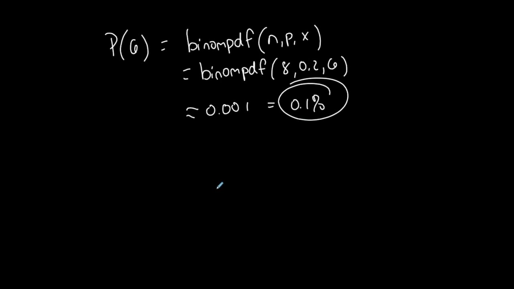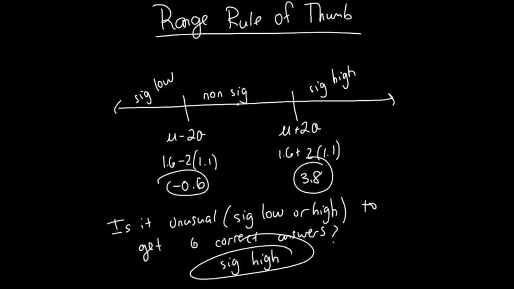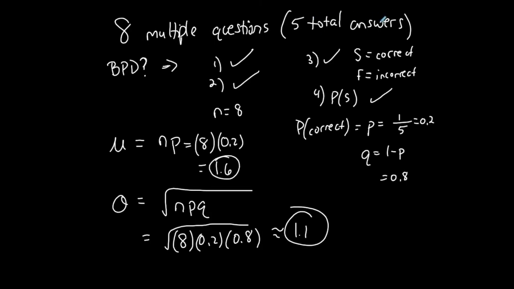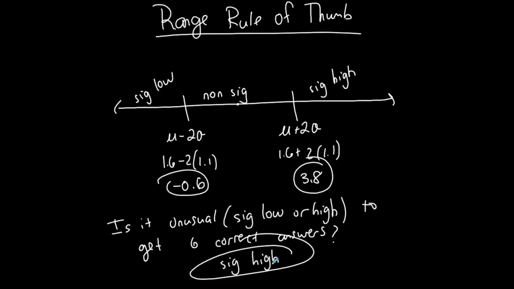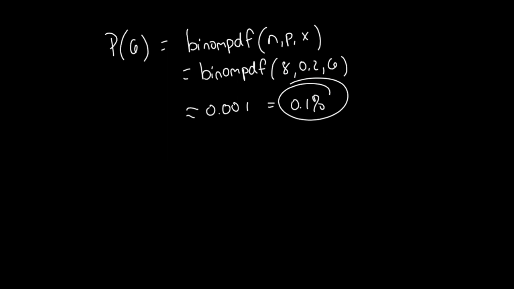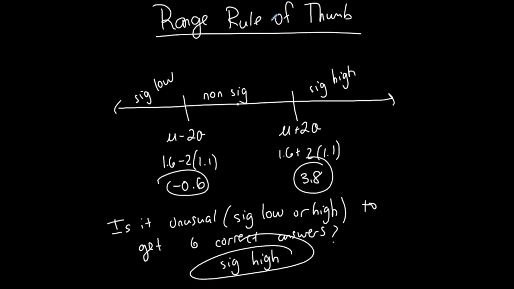0.1% chance of randomly guessing 6 correct out of 8 questions if there are 5 total answers per question. So we would say this probability is less than 5%, and any probability less than 5% is considered unlikely. Or we can look at the range rule of thumb and say 6 questions correct is on the high end, more than 2 standard deviations above the mean. So yes, that's considered unusual or significantly high. There are 2 ways to analyze that situation: one is using the probability, and one is using the range rule of thumb.